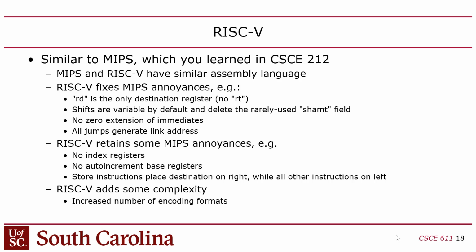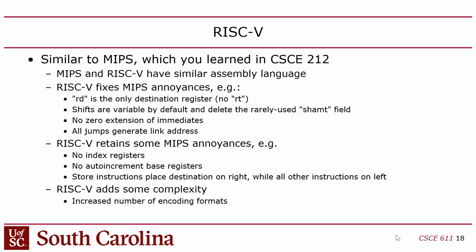And then in MIPS you could jump and link, or you could not jump and link, and it's like, well, what's the point? Just always jump and link. Why are we doing this, MIPS? And so RISC-V just always jumps and links, and if you don't want to link, then you just put register 0 in your link target and no problem.